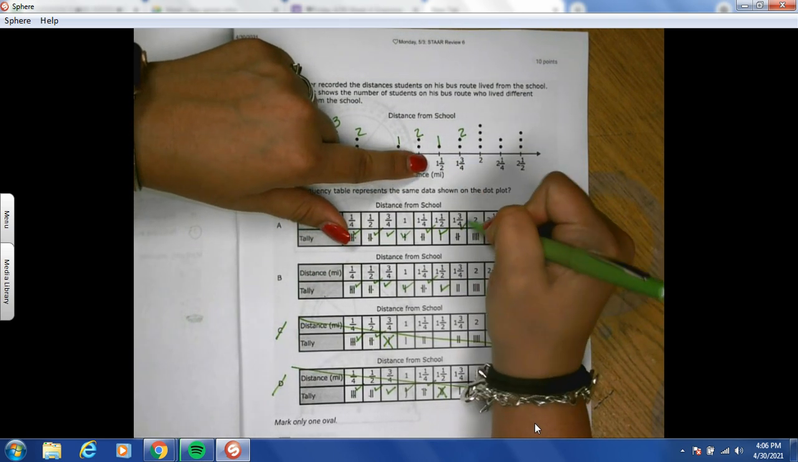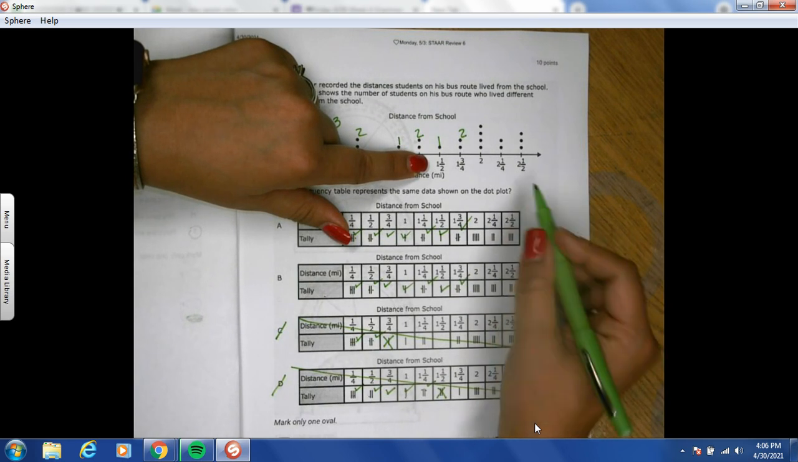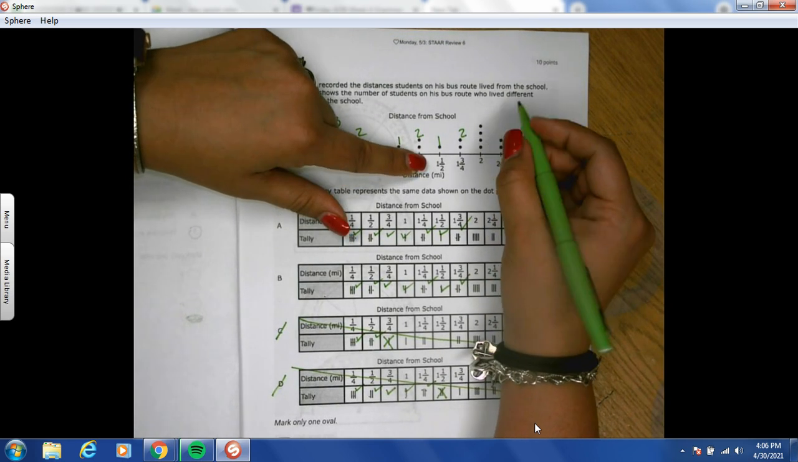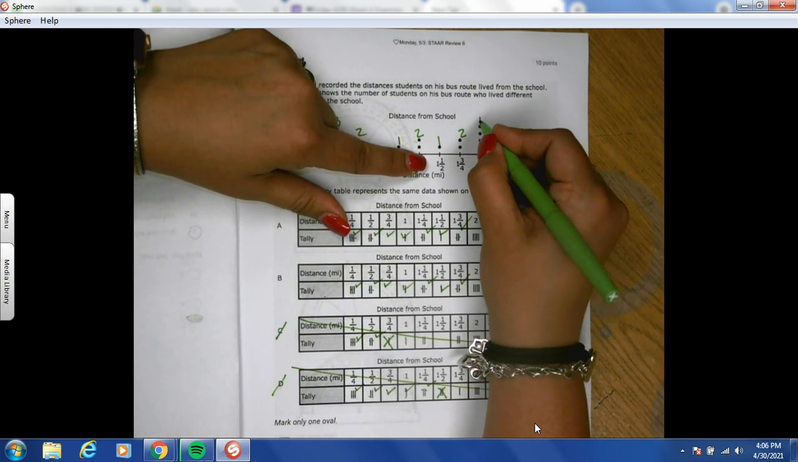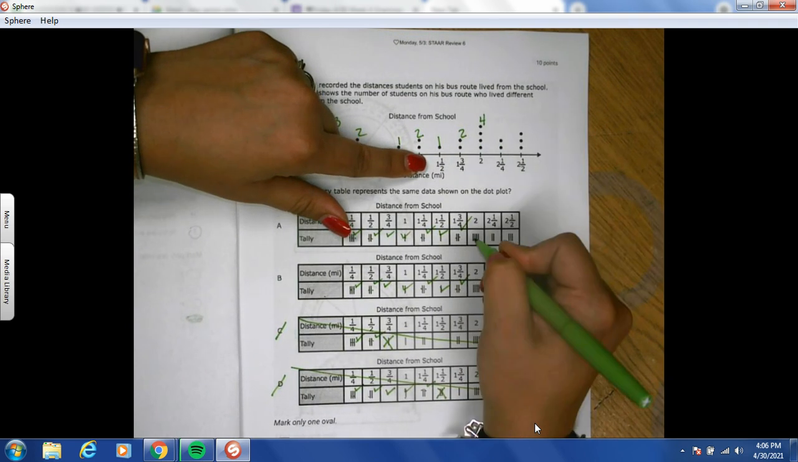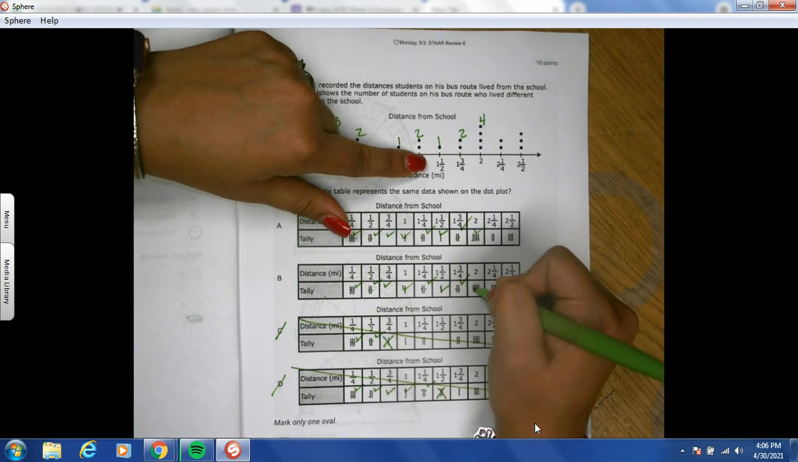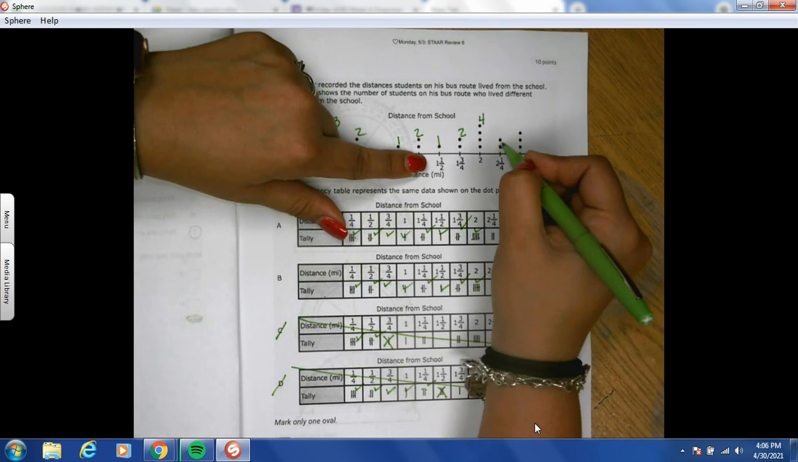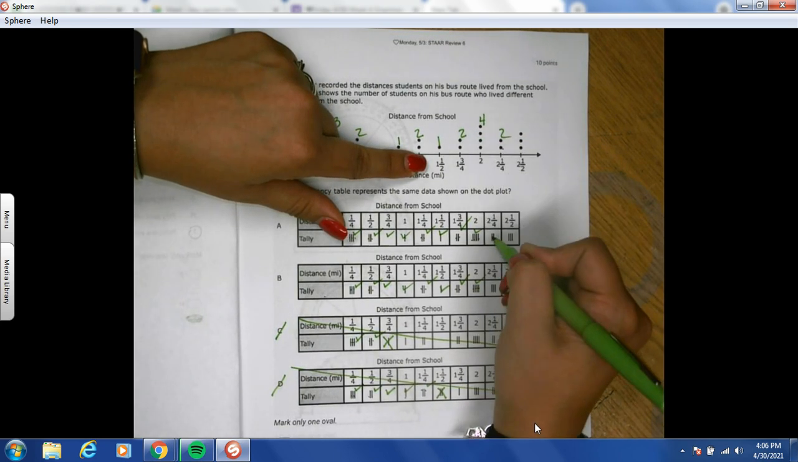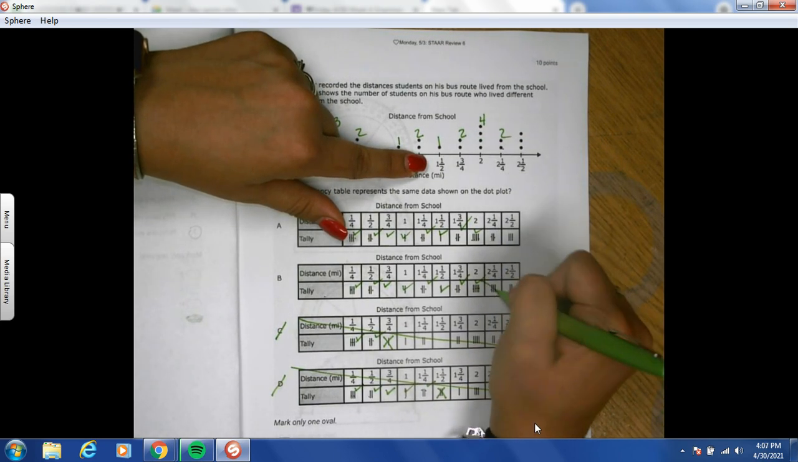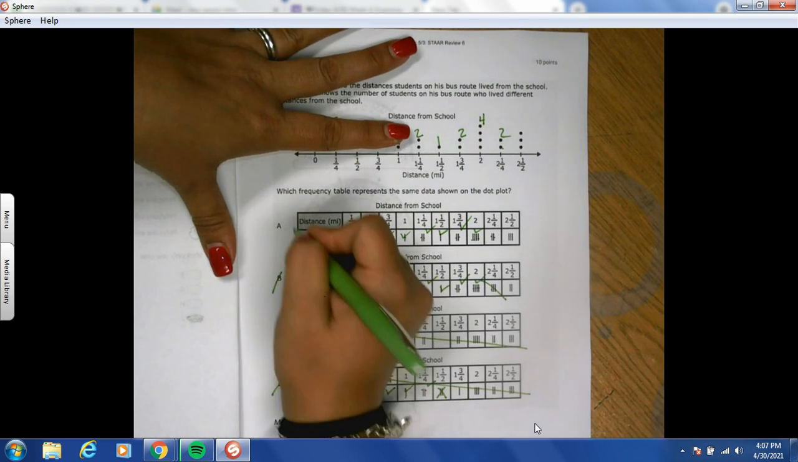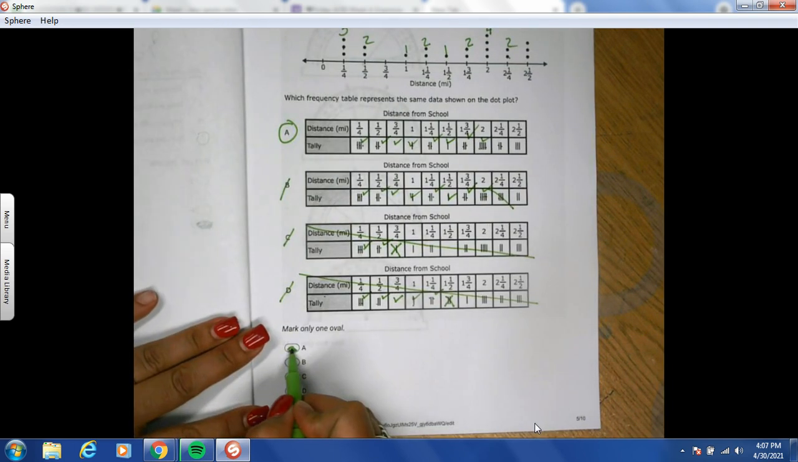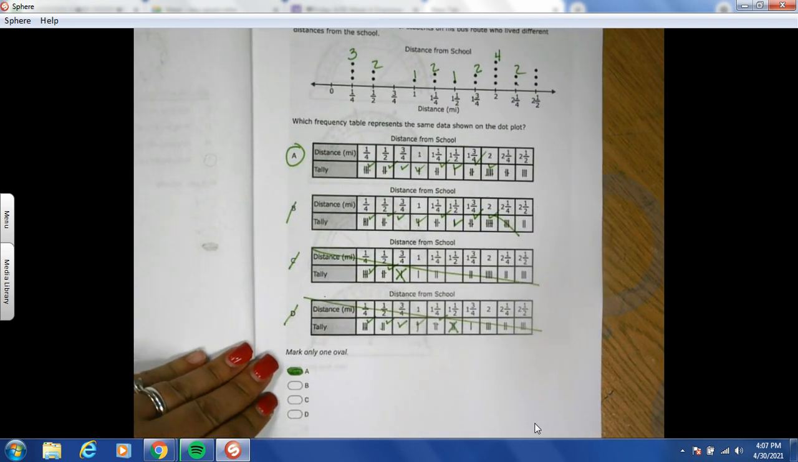1 and 3/4, uno y 3/4, 2. 2 miles, las 2 millas, shows me 1, 2, 3, 4. Me enseña 4. 2 and 1/4, 2 y un cuarto, shows me 2. So my answer choice is going to be A. Me va a ser la letra A. Mark your answers. Marca tu respuesta en la Google form.